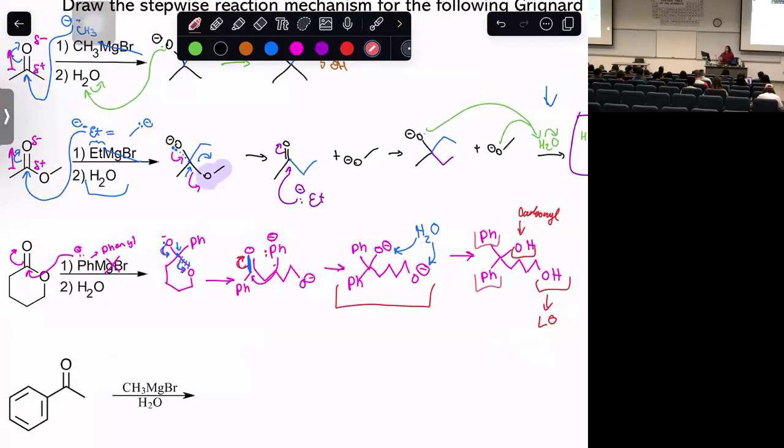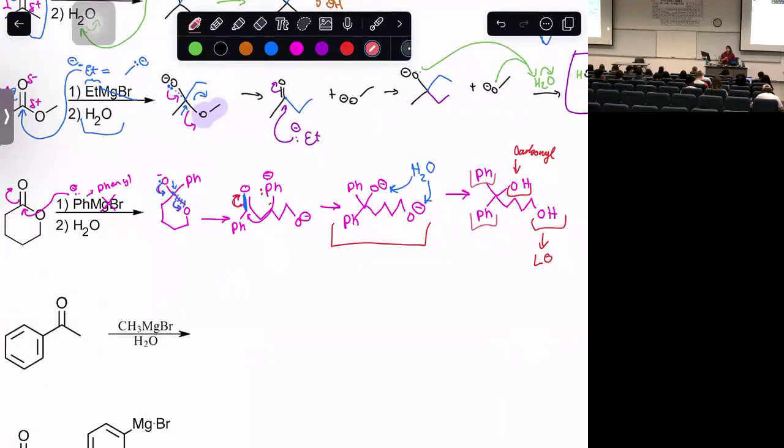Did that make sense? Did I lose anyone in the process? We're good? Okay, next volunteer to try the next one. It should be easier because this time it's a ketone. No volunteers? Okay, volunteer.